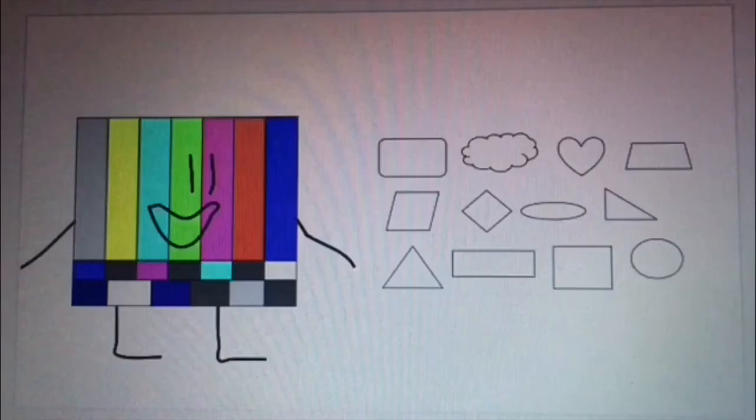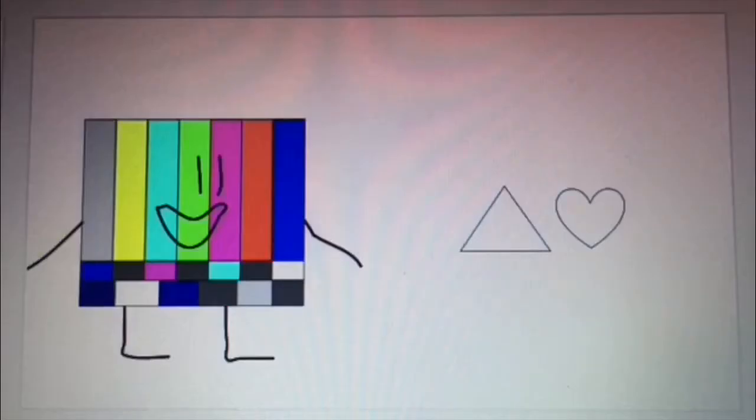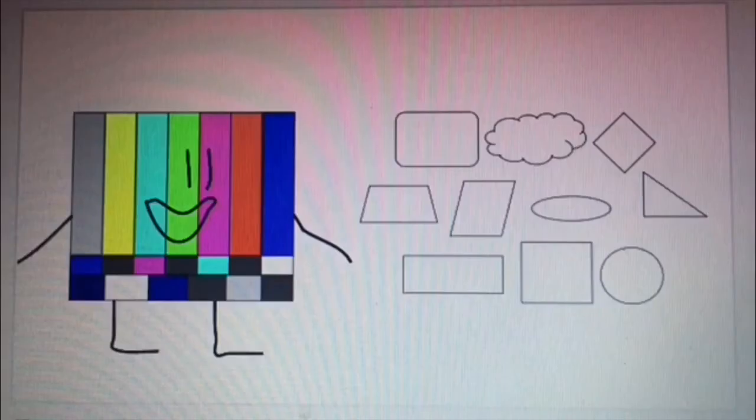Alright, so it has been about 15 minutes, and so far, these 20 have finished. These 12 have not. And what do you know? Triangle and heart are already looking for the uppercase letter. So now it's down to either of them. One of them will be the last one safe, while the other will be up for elimination along with round square, cloud, diamond, trapezoid, parallelogram, oval, right triangle, rectangle, square, and circle. But who will that be? Let's find out.